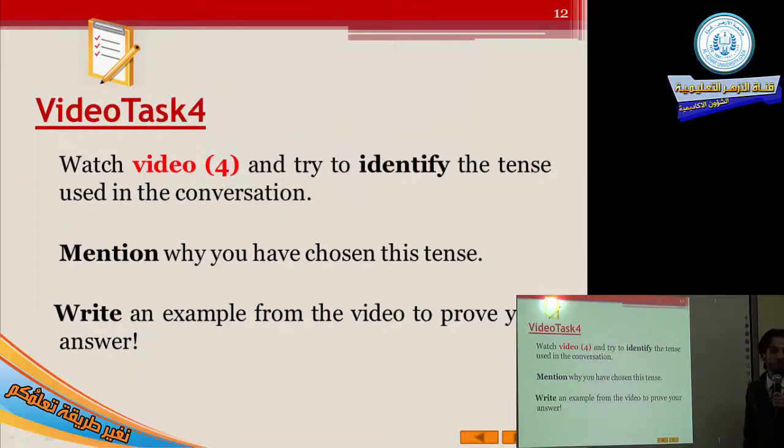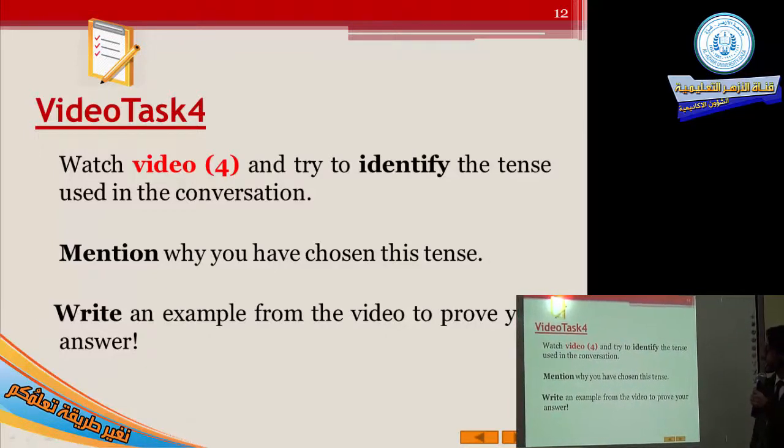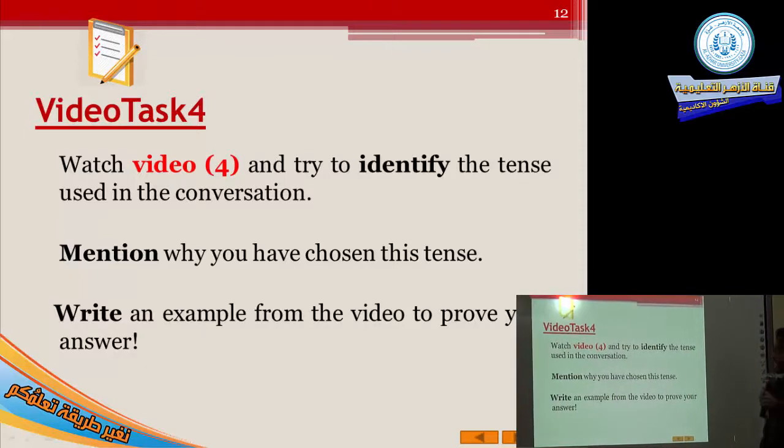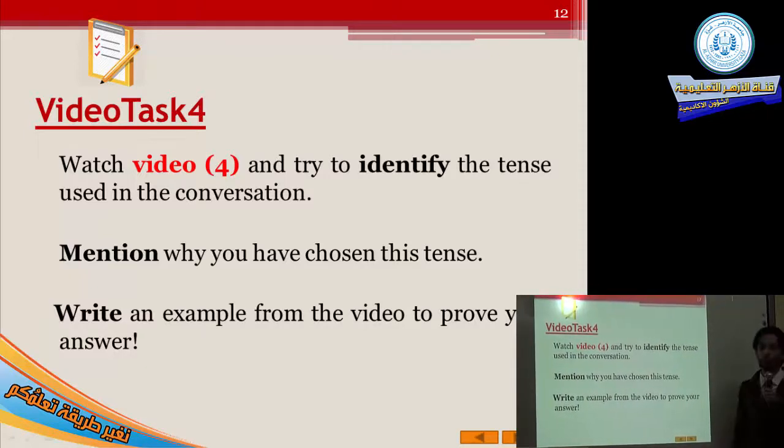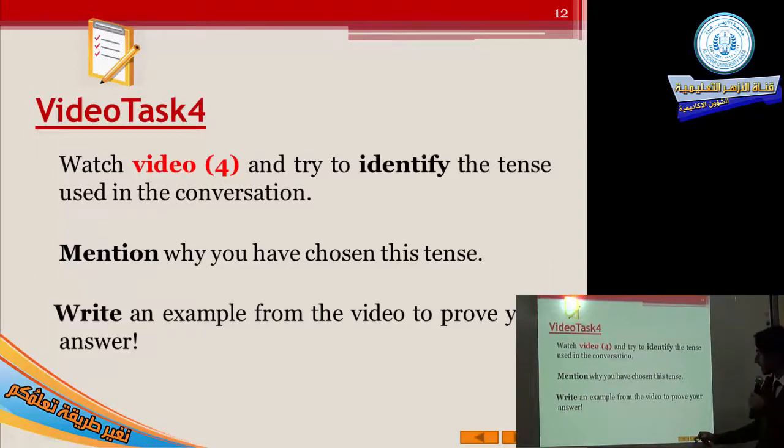Video task 4. Watch video 4 and try to identify the tense used in the conversation. Mention why you have chosen this tense, and finally write an example from the video to prove your answer. Okay, ready?